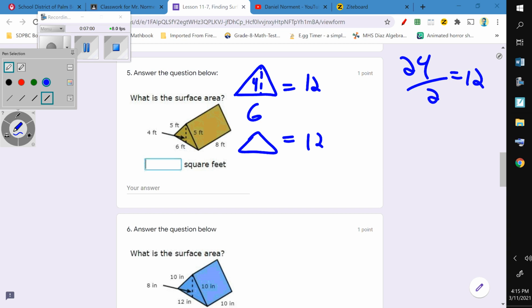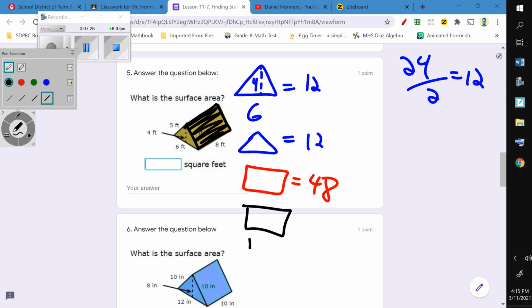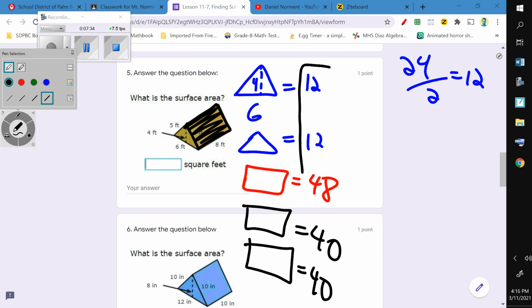Now we have the bottom. So that is the base. What's the area of the base if it's a 6 by 8 rectangle? Well, just multiply 6 by 8. And the base is going to be 48. And then you have, I'm going to go black, you have this rectangle right here, which is 5 across by 8. And so you're going to have 2 rectangles with a 5 by 8. And 5 by 8 is 40. So now your last step is to add up all of these numbers, and you are done. Okay?